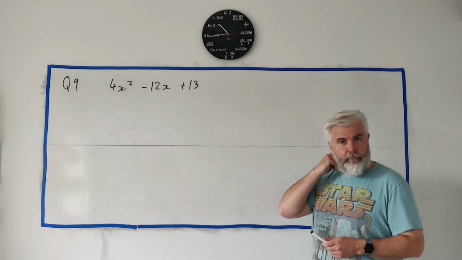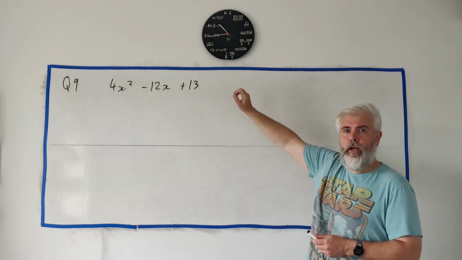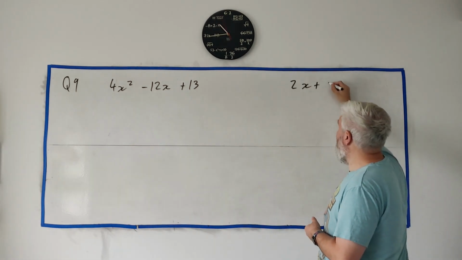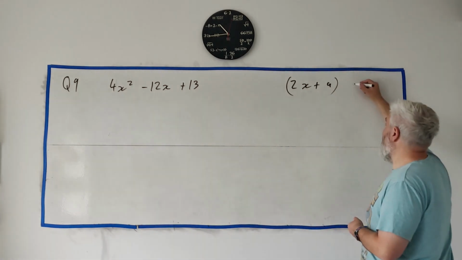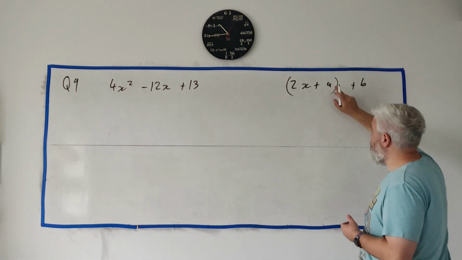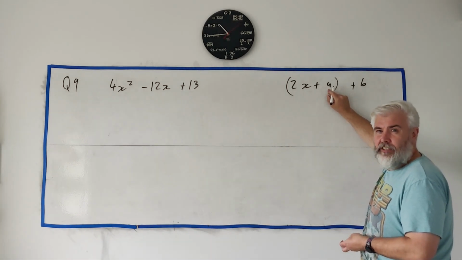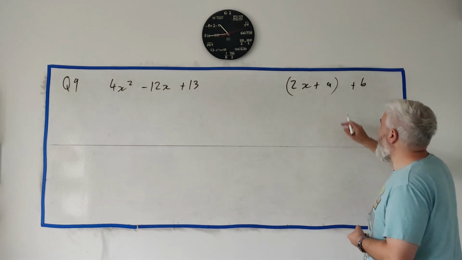In part A, they give us this function here and they ask us to put it in the form of 2x plus a, all squared, plus a constant b at the end. So basically there should be a number here and they tell us it's just a constant. They don't tell us it's an integer or anything, but it does work out to be an integer.